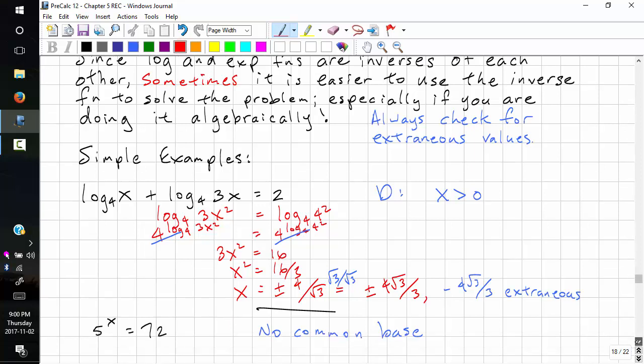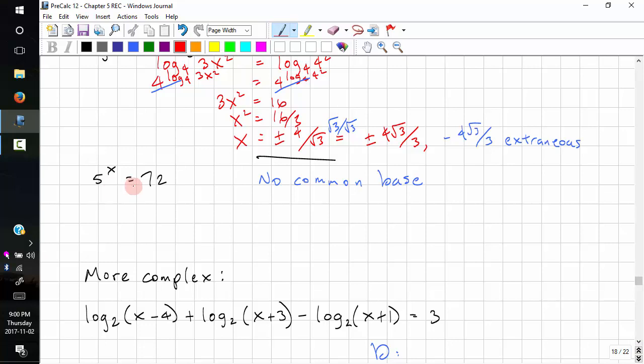Let's look at another problem. We have 5 to the x equals 72. So what we want to do is use the log laws, take the log of both sides. Log 5 to the x equals log 72. We use the log law to bring the exponent out front. X log 5 equals log 72. And now x is simply log 72 over log 5.